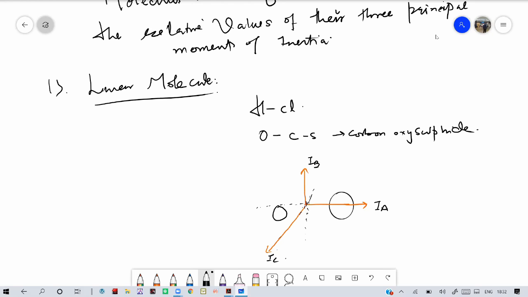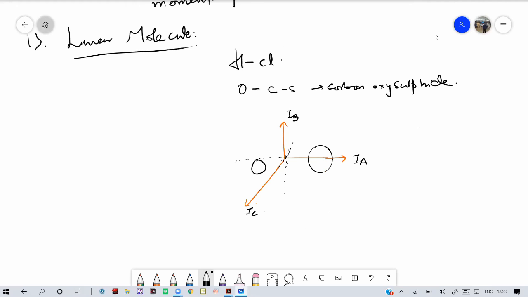Okay, these are just the principal axes. They are the same as coordinate axes, but here we are representing them as the principal moments of inertia. The directions are principal moments of inertia in this case. This IA is actually the axis along the bond, the internuclear axis, about the bond axis. So this is simply the bond axis.